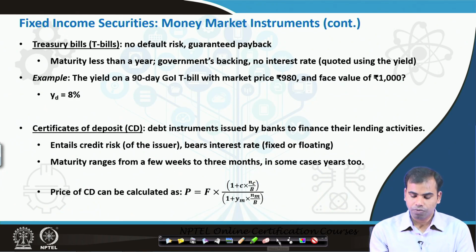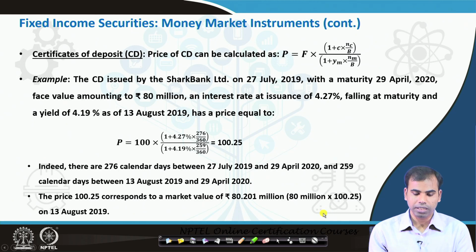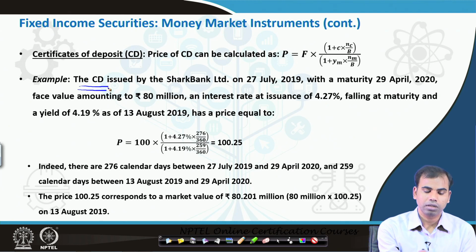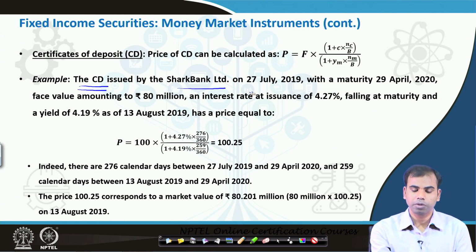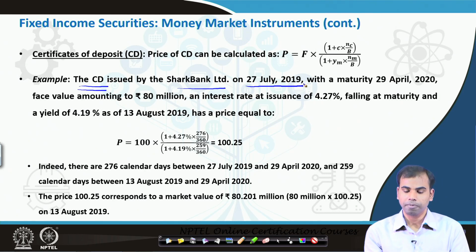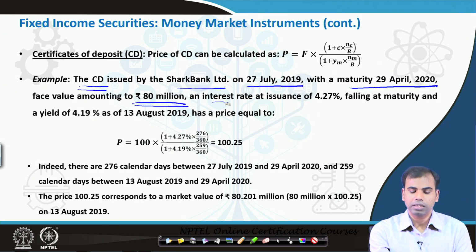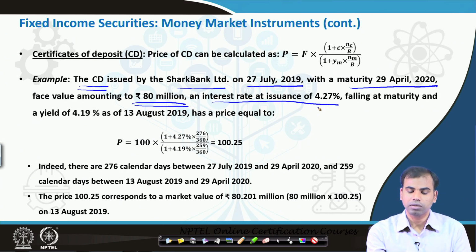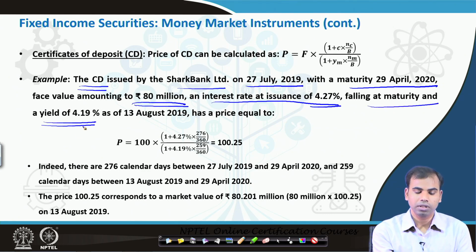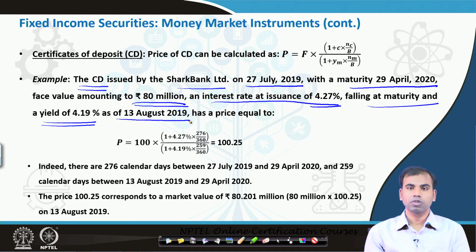For example, if we see this particular case, we have a certificate of deposit which suggests that a bank issued a certificate of deposit on 27 July 2019 maturing on 29th April 2020. The face value is 80 million rupees, and the interest rate at the time of issuing that certificate of deposit is 4.27%, and the reference yield is 4.19%, on 13 August 2019.